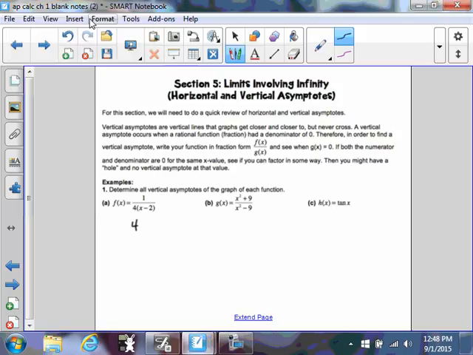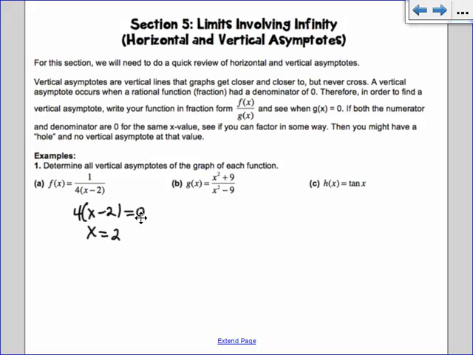So anyway, if I have 4 times x minus 2 equals 0, then we get a vertical asymptote at x equals 2. Now in this section, I'll be asking you specific things about the limit as x goes to 2 from the right and as it goes to 2 from the left. And you're going to have to use some of your knowledge from transformations. Remember shifting left, shifting right, all of that.